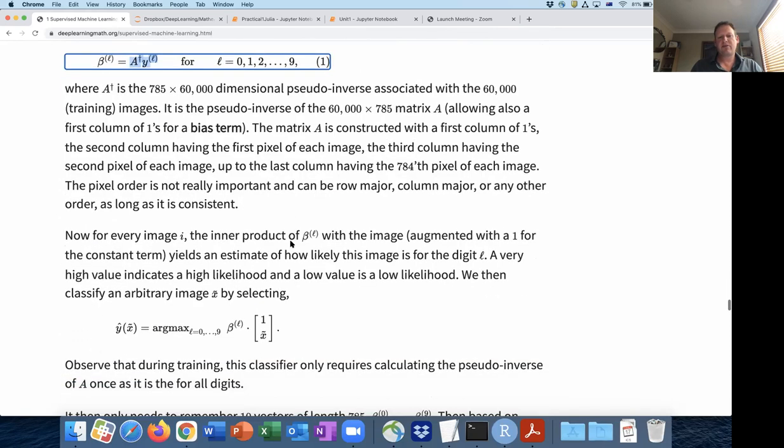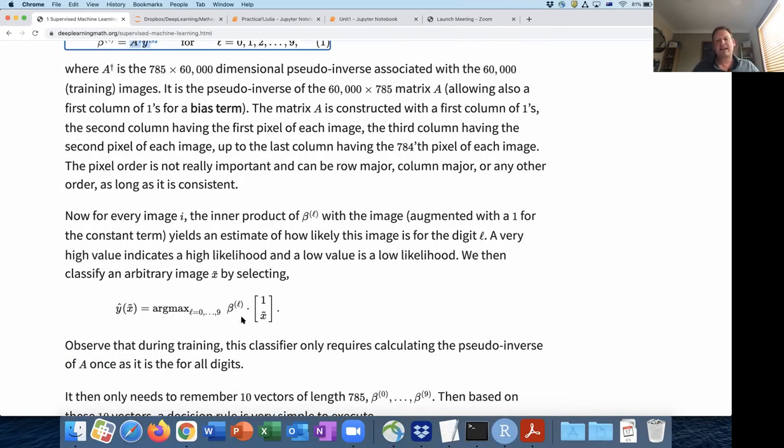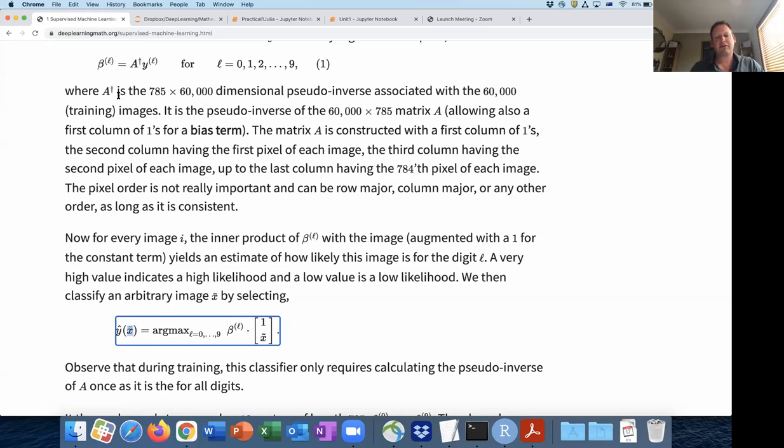And then this formula here is exactly a one versus rest classifier. When you give me an input image X, where X is the vectorized image, either column major or row major, it doesn't matter as long as we're consistent, I'm going to append to it this one for the intercept. The intercept in machine learning is also called the bias term. And I'm going to multiply this by this beta L. Beta L is a 785-dimensional vector. Then I'm going to see the L that maximizes this, and that's going to be my prediction for the digit.